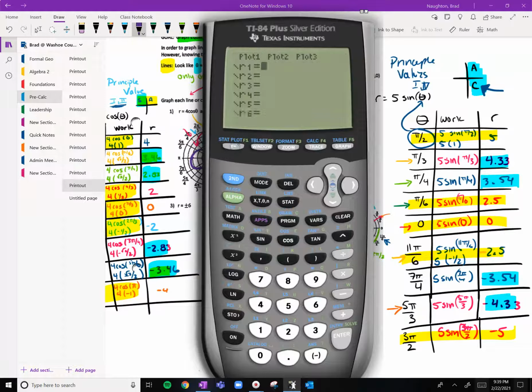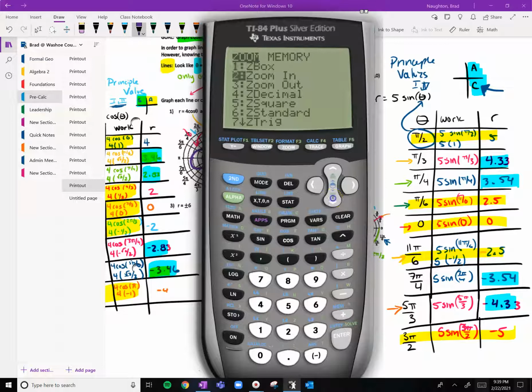So y equals is now r equals. Well, that's fancy. So if we look at 4, and then if we hit cosine, notice this right next to our alpha, our x button, has a theta. That's now our input value, as we showed with our other ones. And we hit graph, there we go. That's kind of cool.